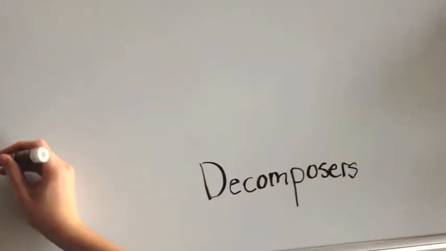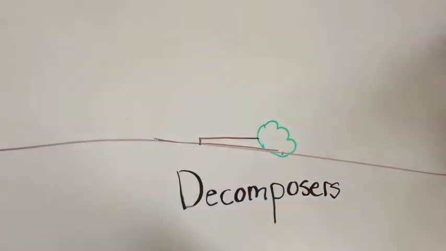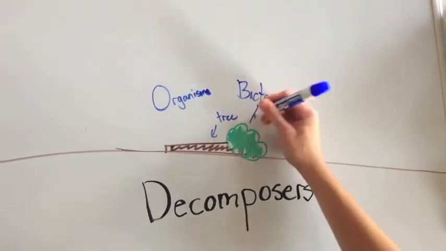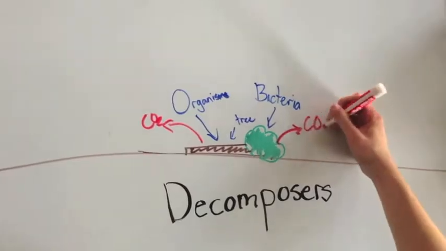Decomposers are also a vital part to slow cycling processes. When a tree dies, these organisms and bacteria help to decompose the tree, releasing stored carbon into the atmosphere.